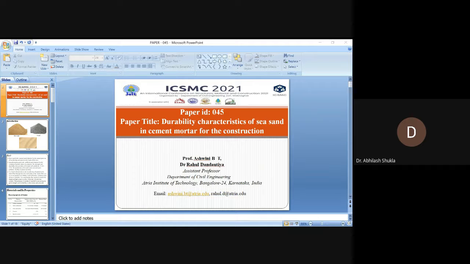So in this present study, we have done the durability characteristics of cement mortar by replacing river sand with sea sand, and we have replaced 10%, 20%, 30%, and 40%.